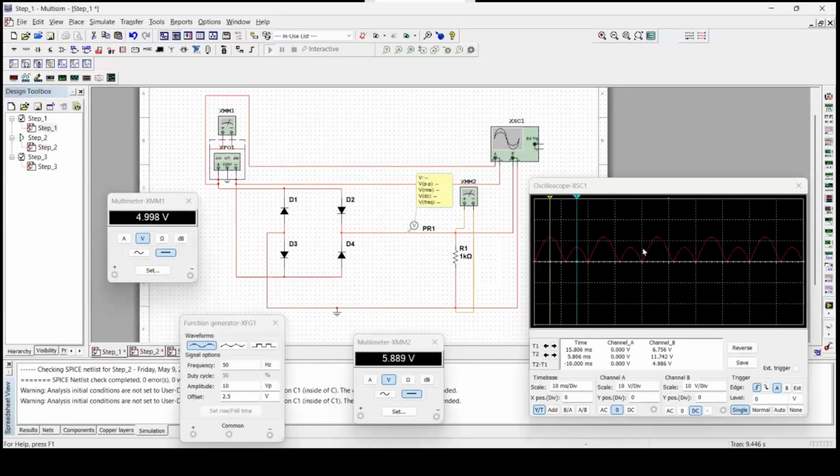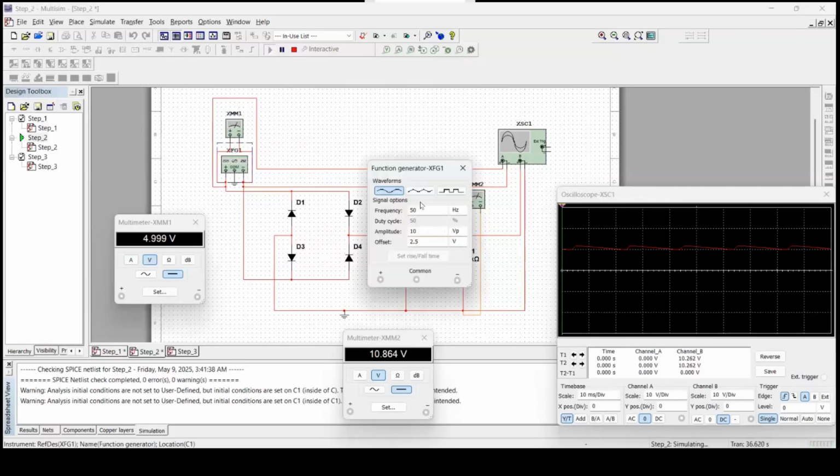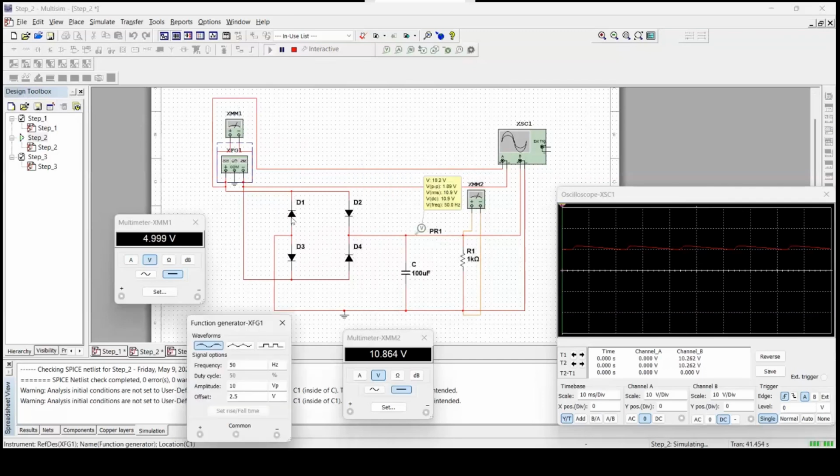In step 1, we have this form all in the positive sign. So in step 2, we will filter, we will smooth the voltage by using a filter, a capacitor. So that's the difference between the step 1 and step 2 circuits. The other parts are almost the same: a function generator with 50 hertz frequency, 10 amplitude, and a DC offset of 2.5 volt, and also a full wave bridge rectifier here. But the only difference is there's a capacitor here.